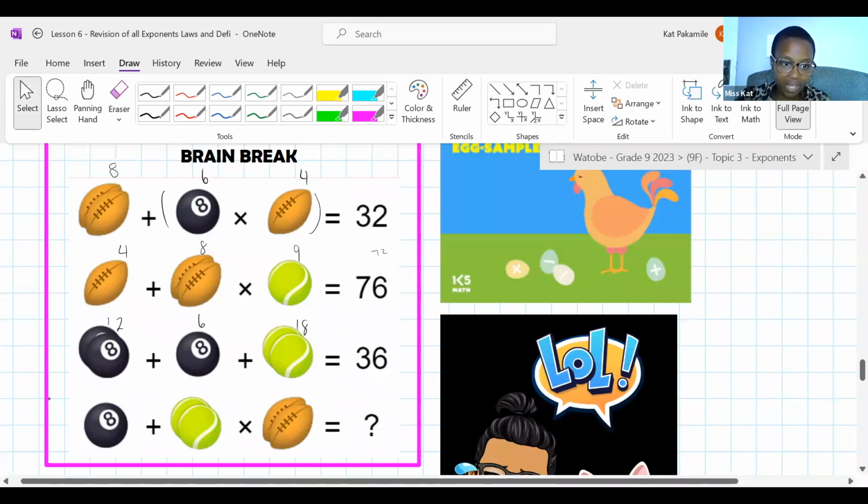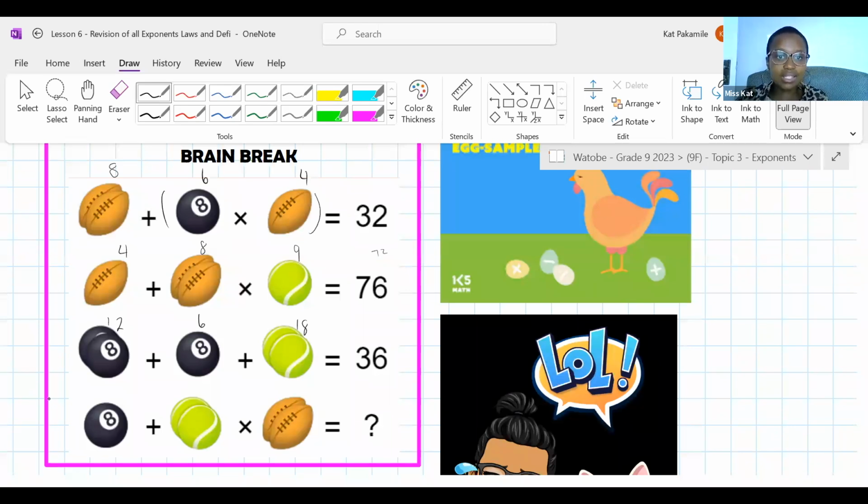Okay. So now people are saying the answer is 150. Let's check it. This is 6 for one of them. That would be 18, and this would be 8. What's 18 times 8? What a difficult one. 18 times 8 is 144, plus 6, and that would be 150.